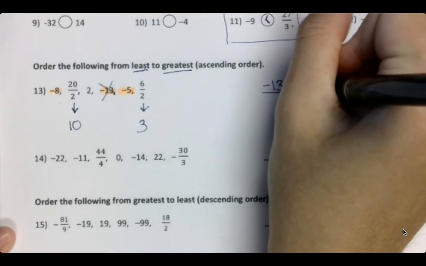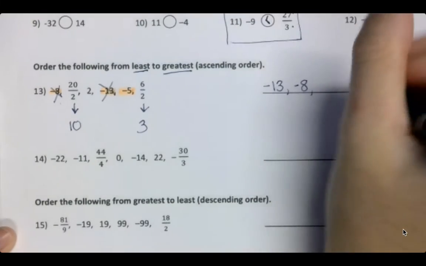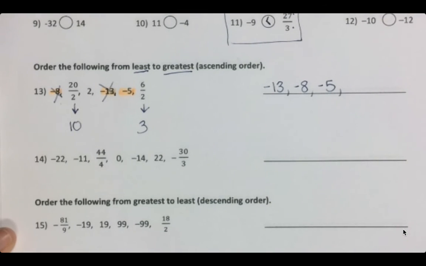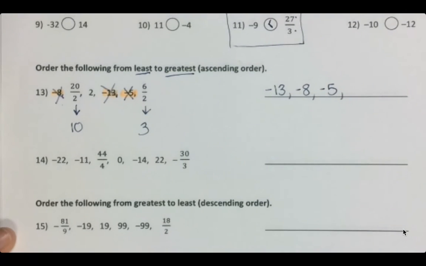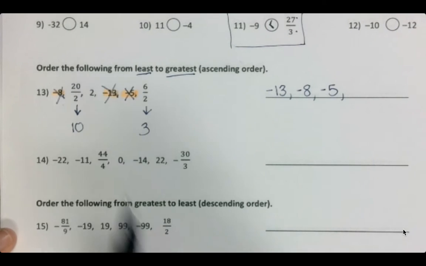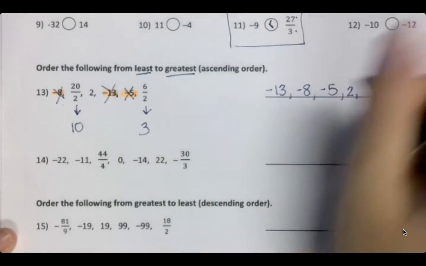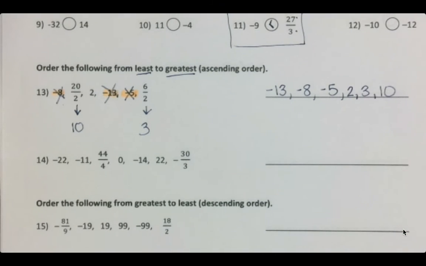Then negative 8 would be the next worst. Negative 5 would be the last worst. All right? Because the rest of them, at least you're in the positives. All right? Then I know we're pretty good at comparing those positive numbers. So we have a positive 2. We have a positive 3. And then a positive 10. All right?